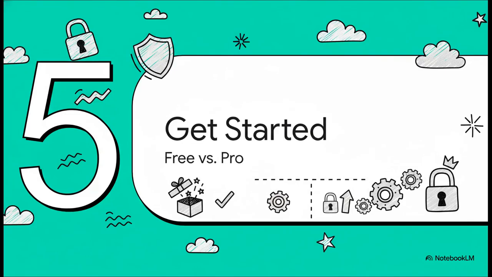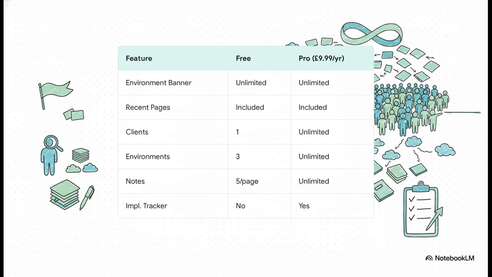So, you're probably wondering, how do I get this? Well, the great thing is you can start using those core safety features I mentioned immediately for free. Let's break down the options real quick. Okay, so the free version gives you those essential safety features, the banner and the recent pages, for one client and up to 3 environments. Pretty generous, right? The pro version, though, that unlocks everything. Unlimited clients, unlimited environments, unlimited notes, and it adds that really useful implementation tracker.